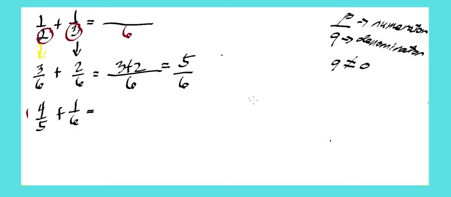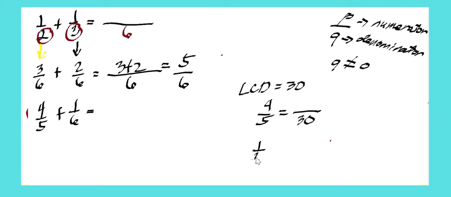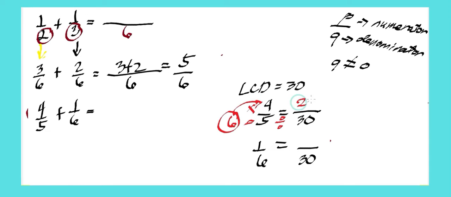LCD is 30. So you're just going to rewrite 4/5. The LCD is 30. Okay, 1/6, the LCD is 30. So the problem here is our numerator. So again, you're just going to follow the flow. Okay? 30 divided by 5 is 6. So the quotient is 6. You multiply it by 4, the answer is 24. You get it? Do you follow it? Okay? That's 24.